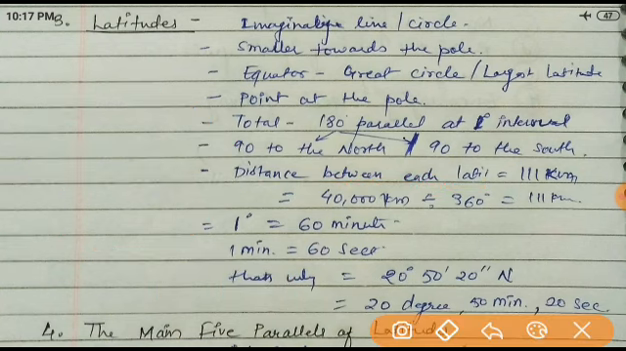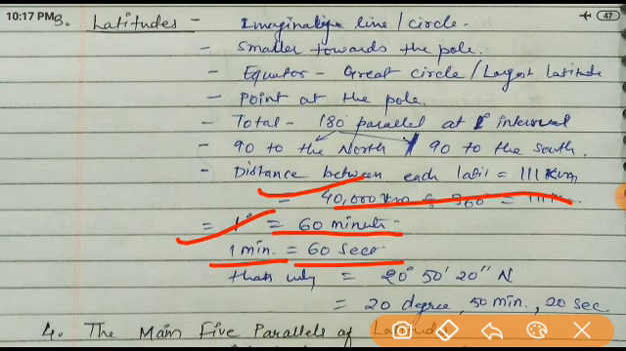So this is a calculation. How can we find out this one calculation? Whenever we find the direction or the location, we must calculate it in degrees, minutes and seconds: 1 degree is equal to 60 minutes, and 1 minute is equal to 60 seconds.